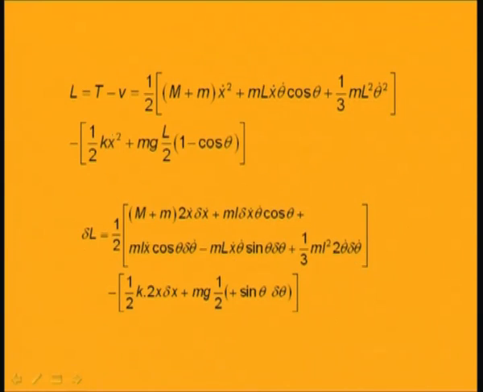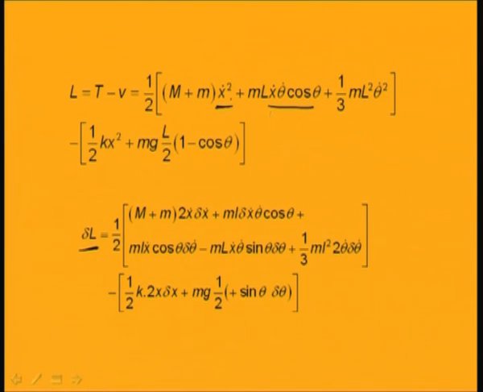So the Lagrangian of the system equals T minus V, equal to this. Now you just take this delta L operator. So this delta operator will give you, for x dot square, if you take the delta of this, it becomes 2 x dot into delta x dot. Similarly for this, you have a product of three terms here.